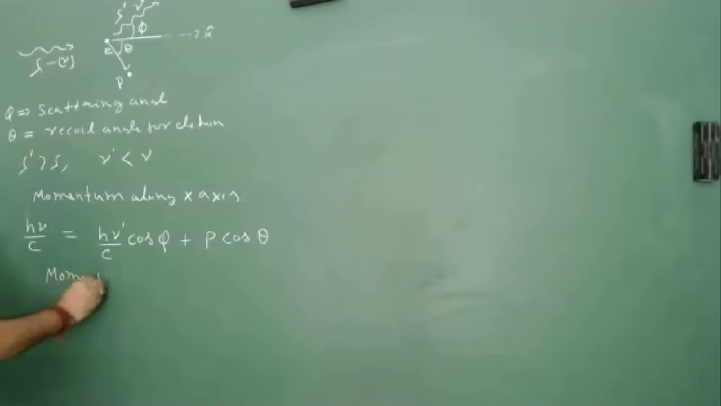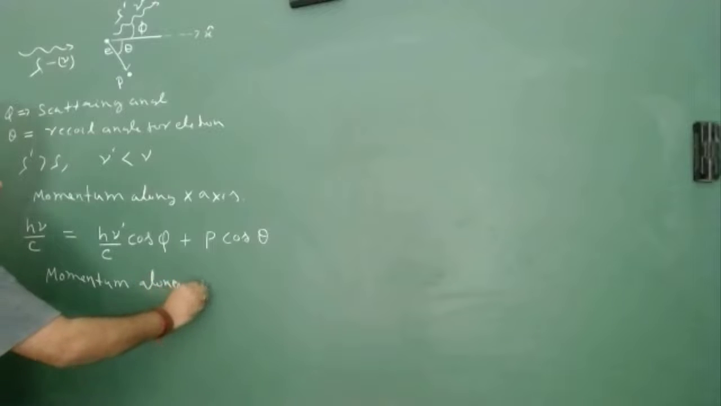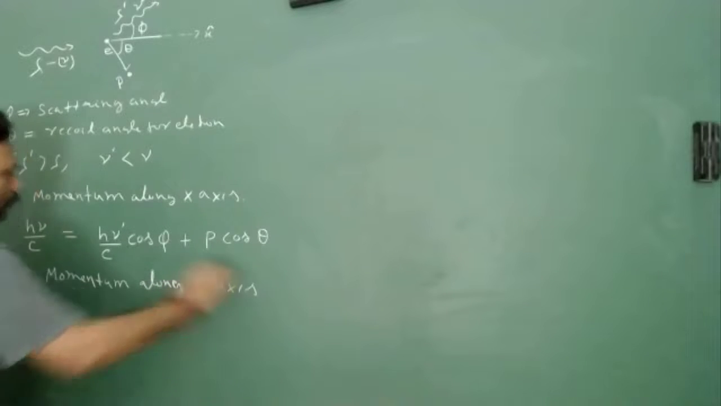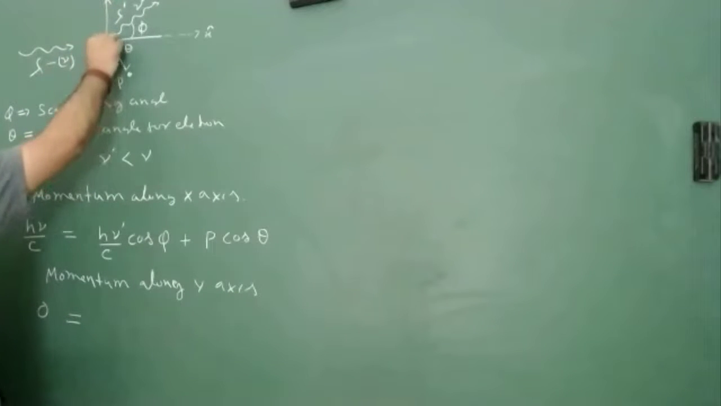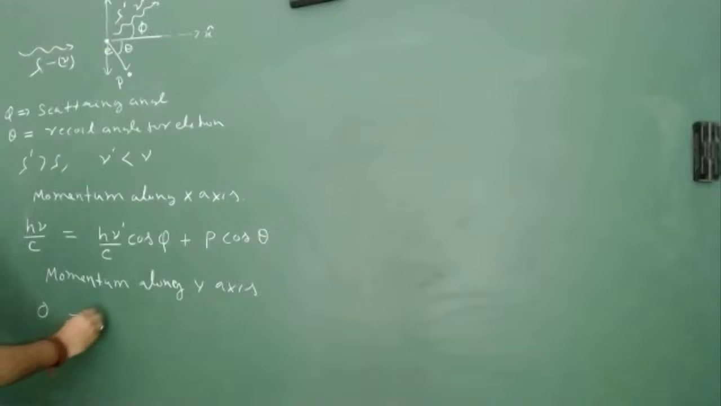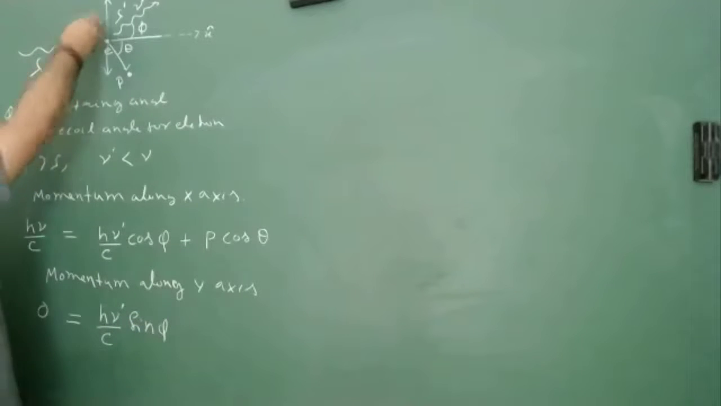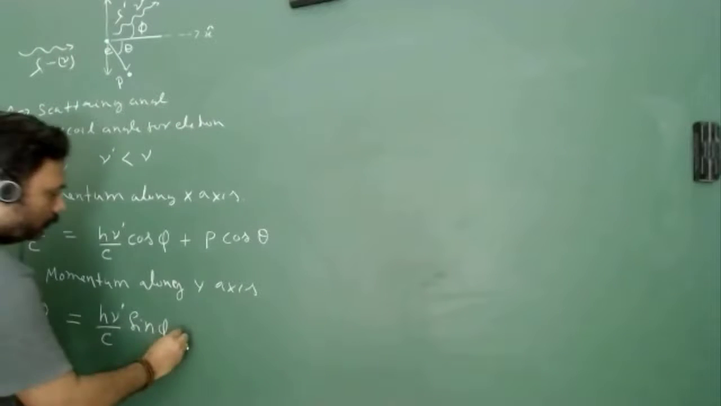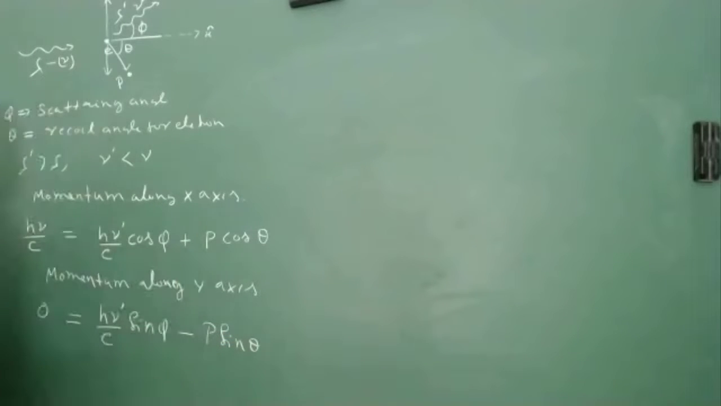And then we will go for momentum along the y-axis. And along the y-axis there is not any momentum, because we are assuming this is my x-axis. So this is 0. So another part will go into this direction and this will go into this direction. So we can just say h nu dash upon c sin phi. So I can take this one as positive, then this one is negative, minus p sin theta.